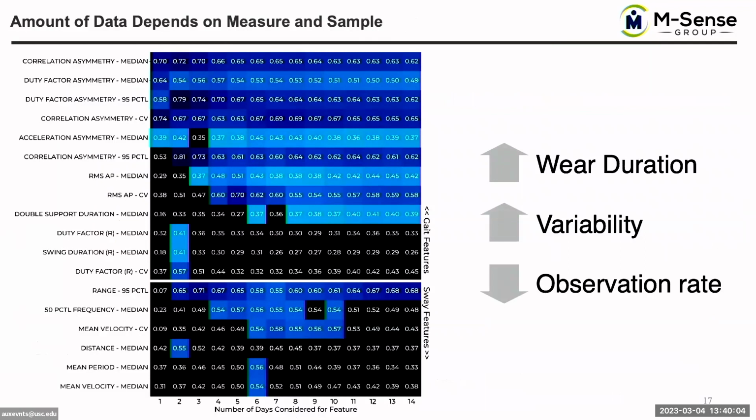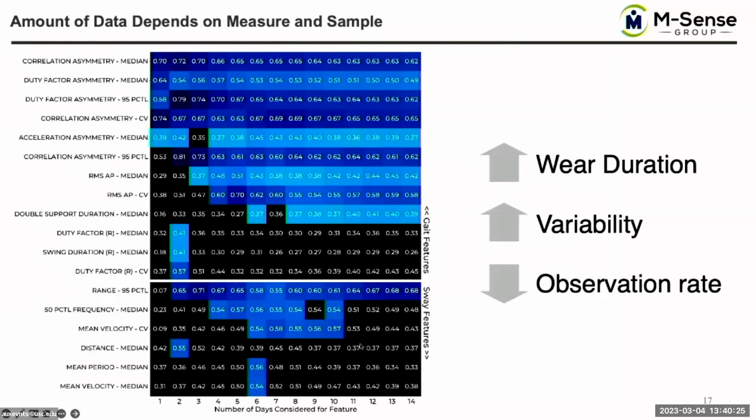And so we started to explore this a little bit. And we found that at least in our population, you're able to get reliable estimates of some gait measures after only a day of data collection at home. You can get reliable estimates of some postural sway parameters after 2 days. And that's what's shown in this heat map here. These are correlations as a function of the number of days that a subject wore a sensor.